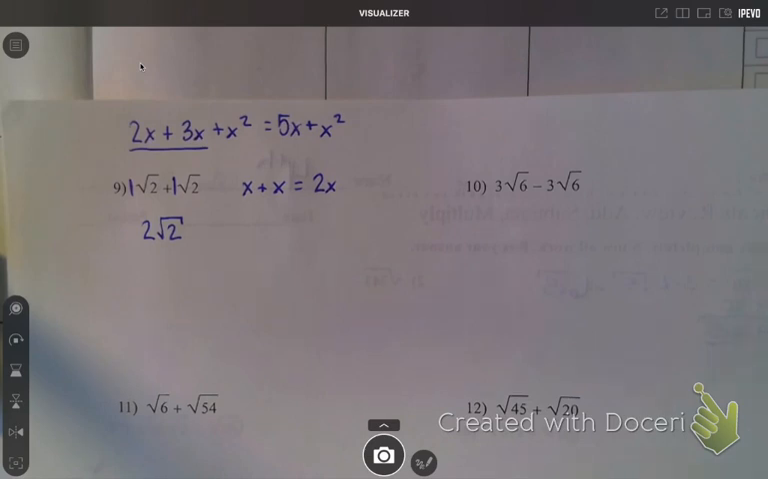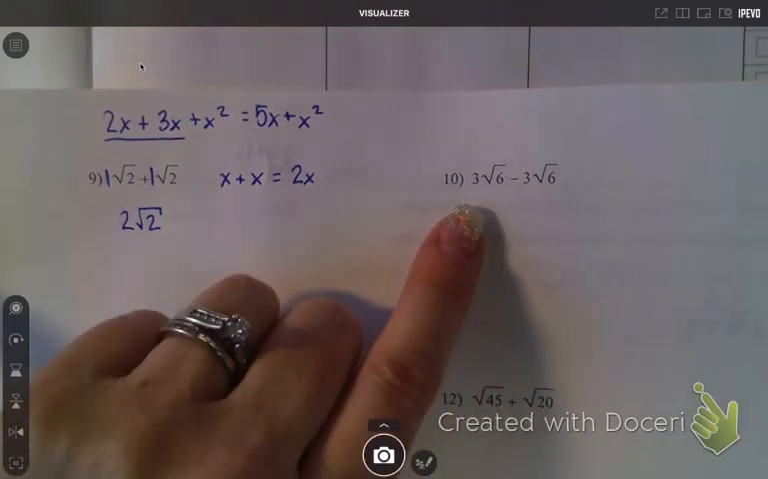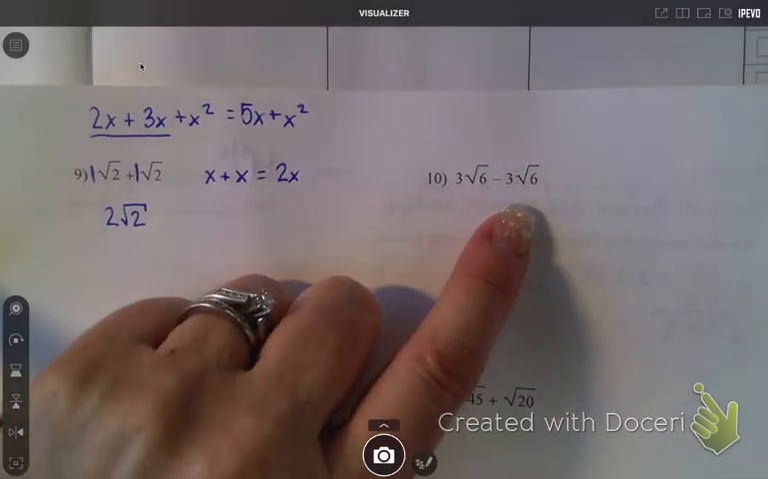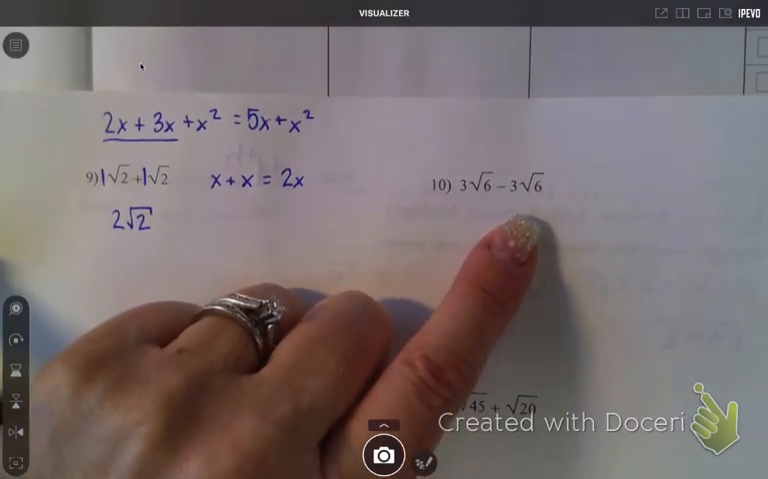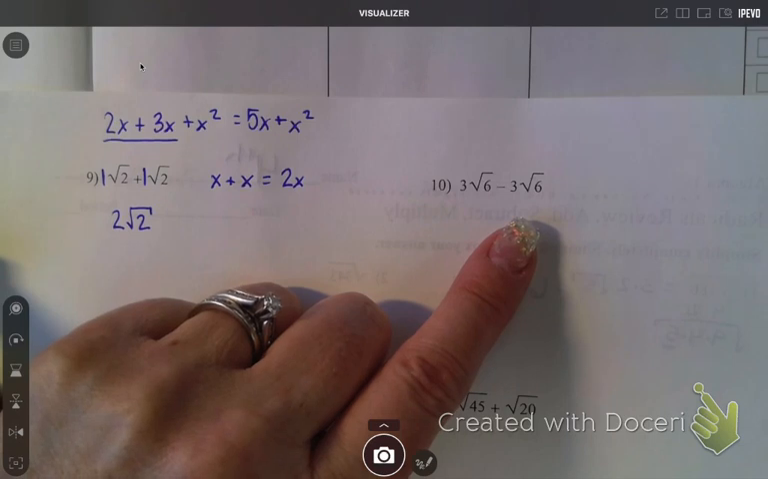Make sense? So why did I do all that work up there? I was showing you the same concept. So is 2 square root of 2 the answer? Yes. That's the answer. Okay, so the next one. I have 3 square root of 6 minus 3 square root of 6. Don't say the answer out loud. Do it.